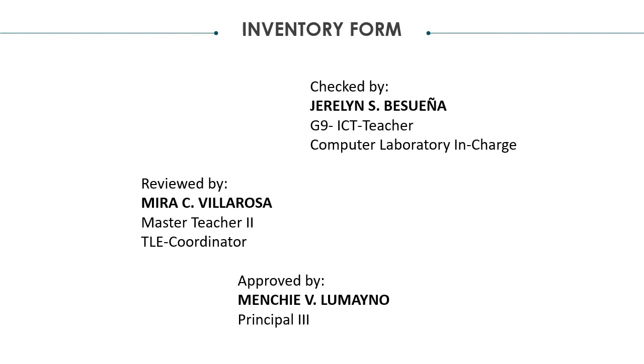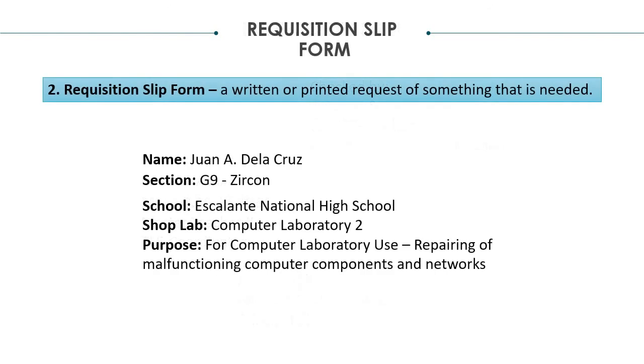We have number 2, requisition slip form. It is a written or printed request of something that is needed. So for example, if you have a repair and you will need a material, then you will need to fill up requisition slip form. Same information is needed, of course, its purpose.